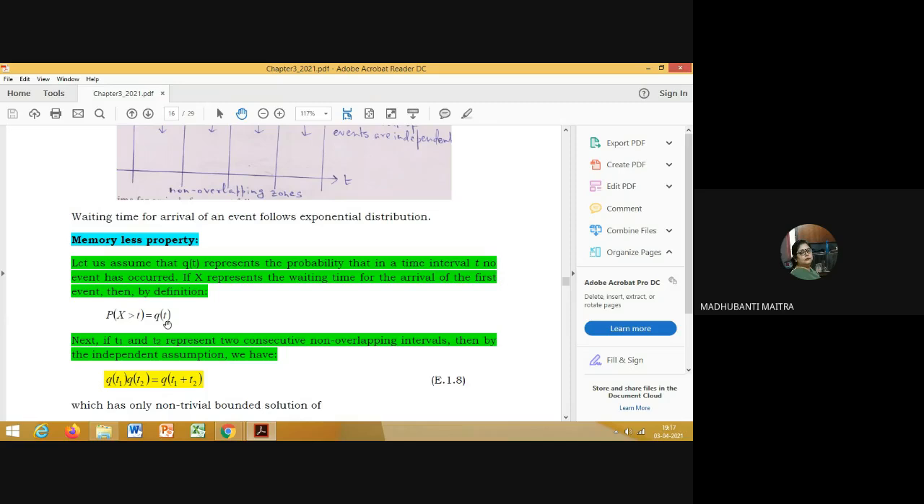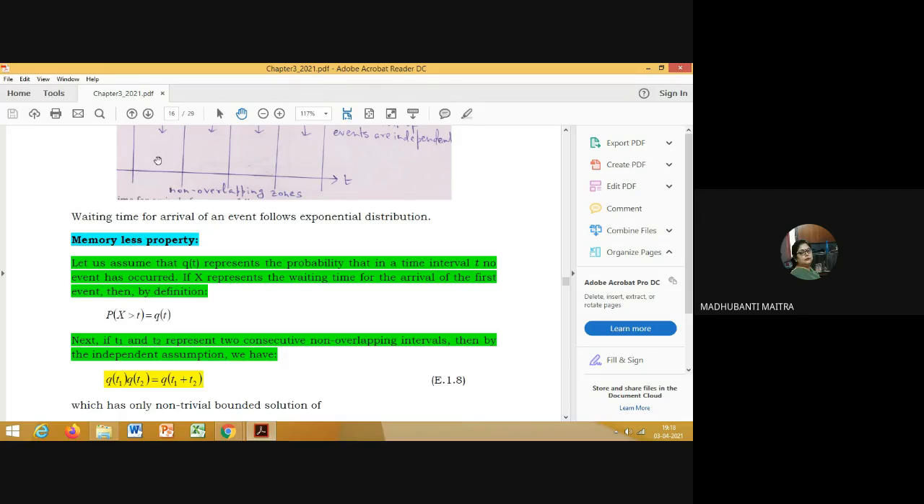Have you understood this? Yes, ma'am. So for this time interval t, actually we are waiting for an event to occur, whereas qt represents the probability that in this particular time interval no event has occurred. So when the first event will occur, certainly the random variable x will be greater than t. So probability that x is greater than t, because we are waiting for the first event to occur, will certainly be equal to qt, right?